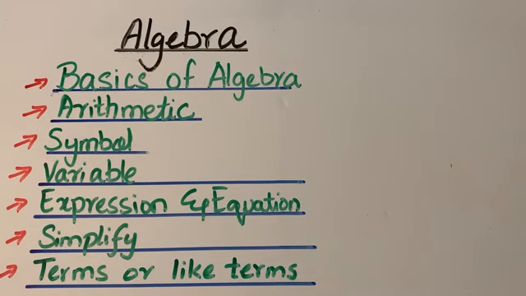Expressions and equations. The difference between an expression and an equation is that in an equation we have the equal sign, and on both sides of the equal sign we have expressions. We also learned about simplify. Simplify means to solve an algebraic equation. And we also learned about terms or like terms. So this was all about the basics of algebra.